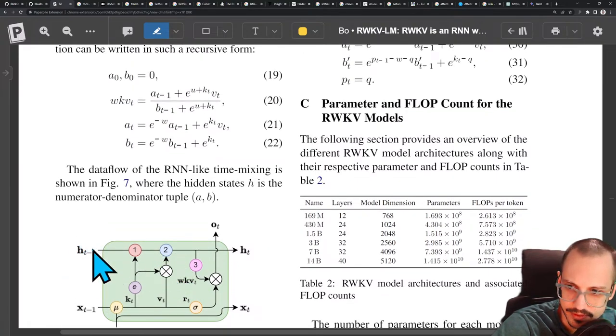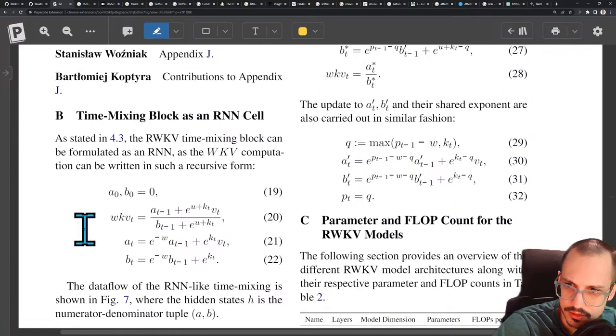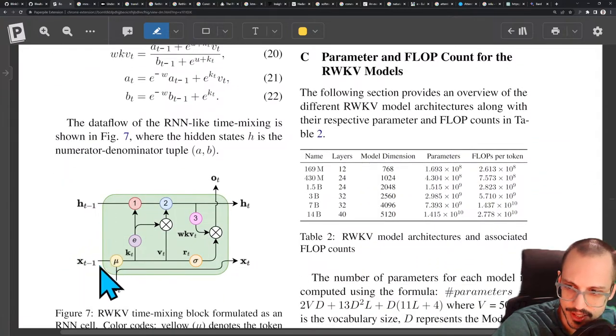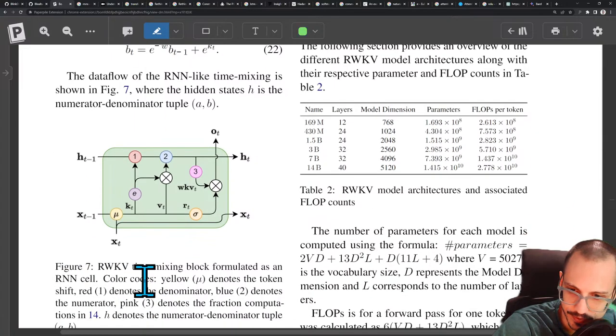Hidden state at T-minus 1. Input at T-minus 1. So, or output, right? So current input, previous input. Here you have X of T gets passed in to the next one. Yellow denotes the token shift.